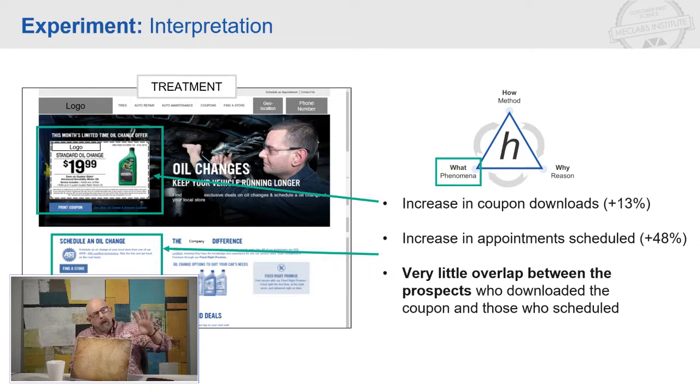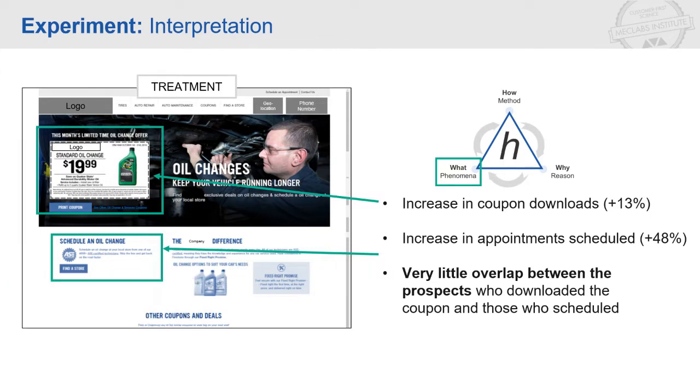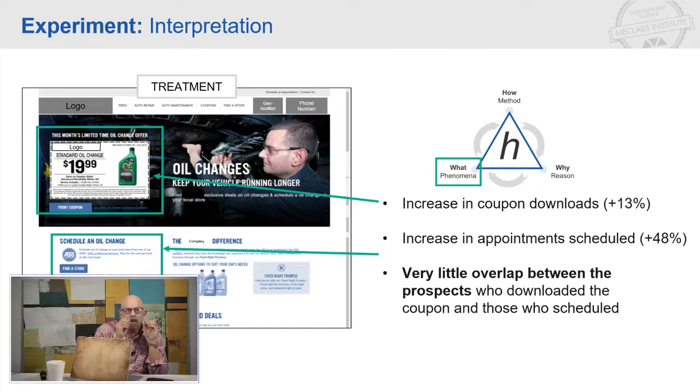Ultimately, our original thinking was the increase in coupon download. See that 13 cent, and the increase in 13%, and the increase in appointment schedule, 48%. That was exactly what we saw in the data. But we hadn't seen the third bullet point, which is very little overlap. What does that mean? The connection between the coupons and the appointments wasn't there. Most of the people who interacted with the coupon weren't the people who scheduled an appointment. So our theory about getting that sequence just right was wrong.